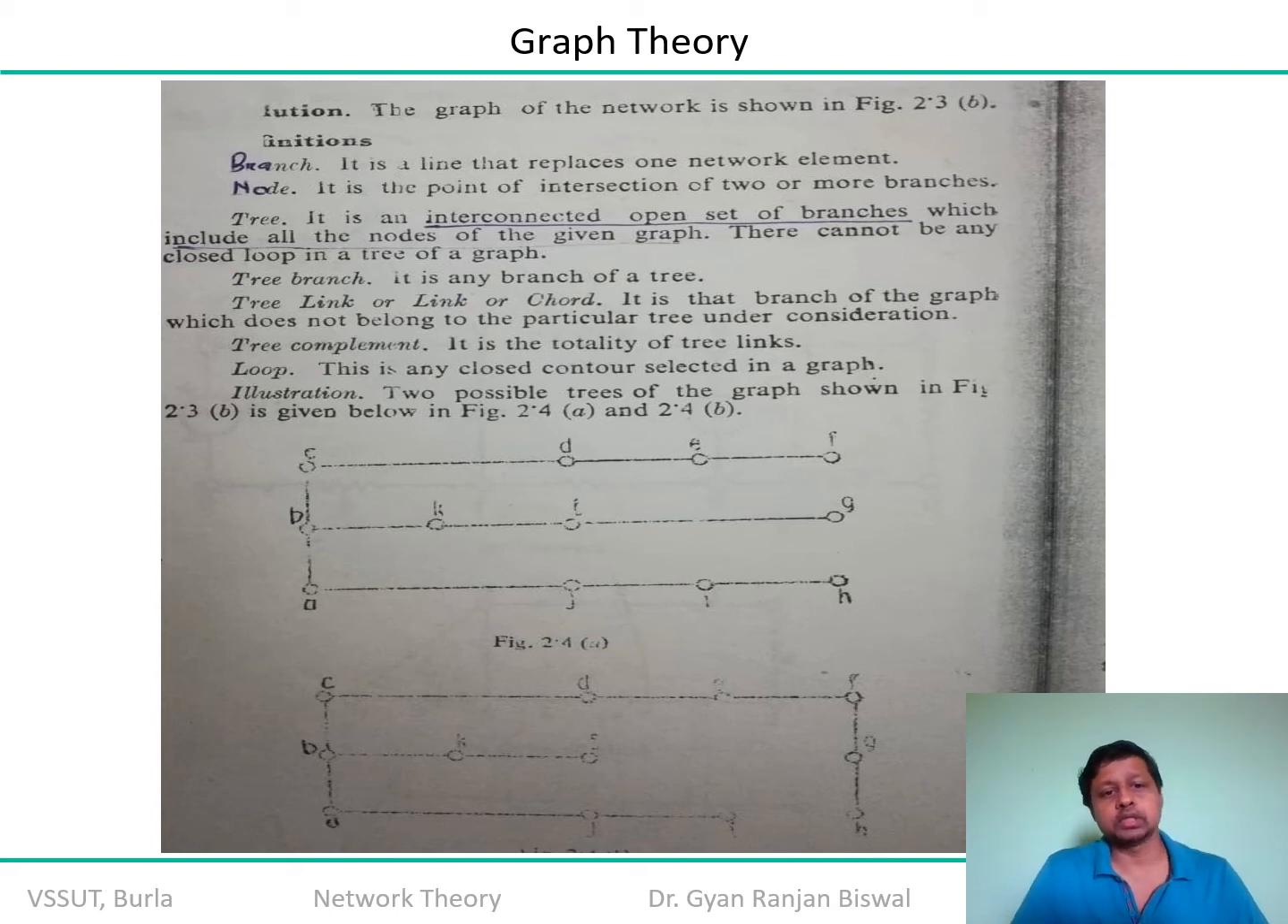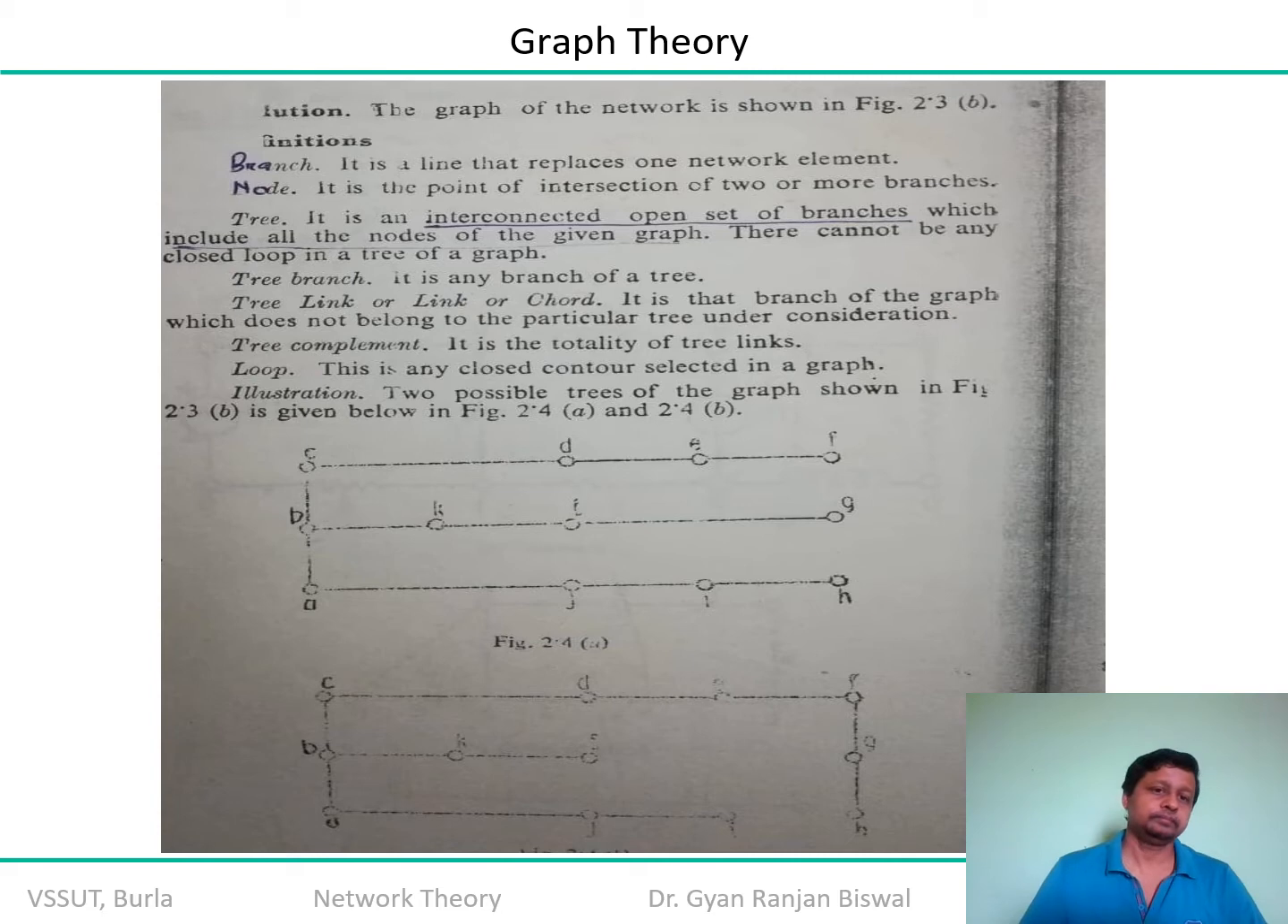Now, what is the tree link, or sometimes simply called the link or the chord? Remember, twigs are different. Tree link is a specific terminology, and in short, many times we call it link or chord. Basically, the tree branches and the links together, when they participate, complete a graph. So the branches that are kept isolated and are not participating in the construction of a tree are called the link or chord.